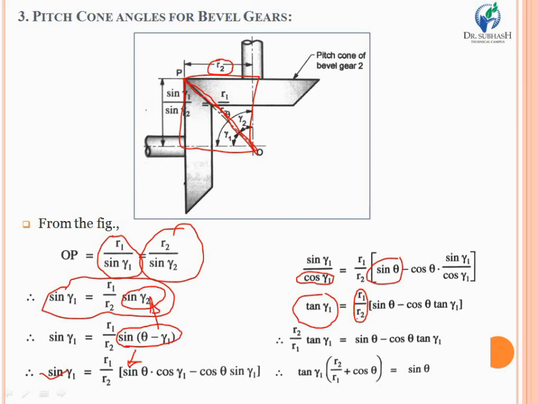Now for further simplification, move this radius ratio to the left hand side, and you will have R2 upon R1 into tan gamma 1 equal to sin theta minus cos theta into tan gamma 1. Again, tan gamma 1 in bracket R2 upon R1 plus cos theta is equal to sin theta. Moving this entire term to the left hand side and separating out tan gamma 1, you will have tan gamma 1 bracket R2 upon R1 plus cos theta equal to sin theta. So this was the relation for the pitch cone angles, through which you can design the pitch angle and make bevel gears in such a way that they can transmit motion and power effectively.